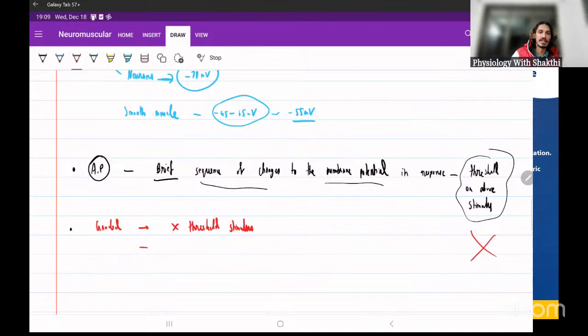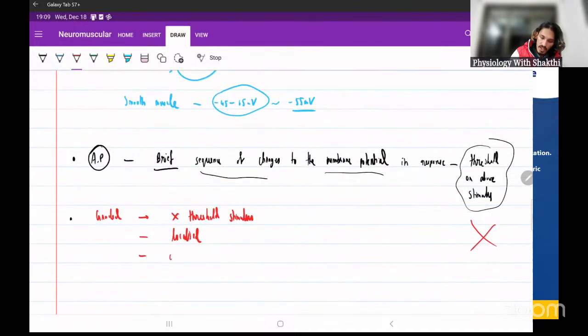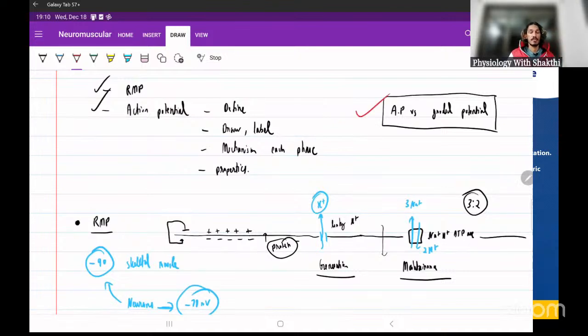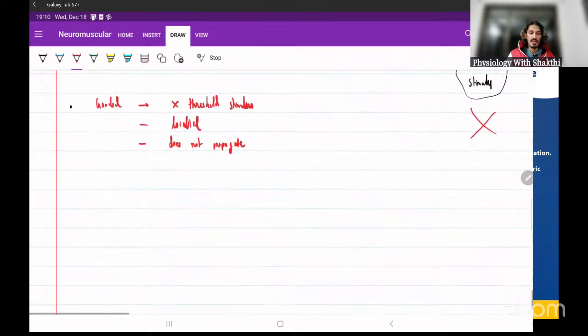The thing is, in action potential, this wave starts from one point, it keeps going and going till the end. But a graded potential is often localized and does not propagate much. So these are brief sequences of changes by below threshold stimulus, which are localized to a confined area and do not propagate. That is a graded potential. So that is the difference between action potential and graded potential. We defined also what is action potential. Now draw and label an action potential.